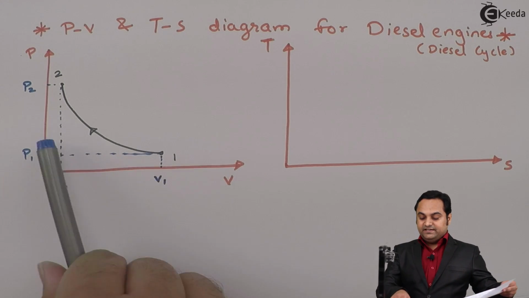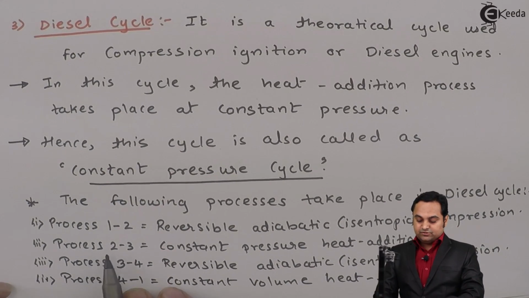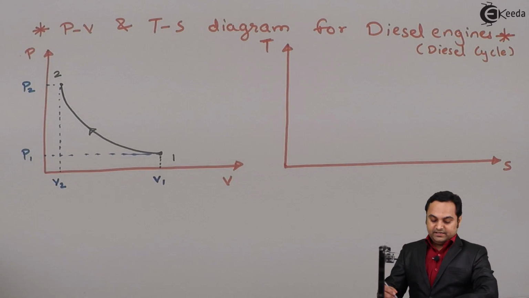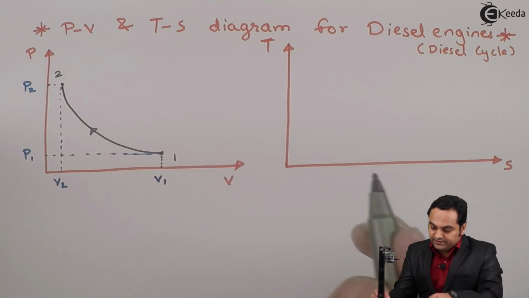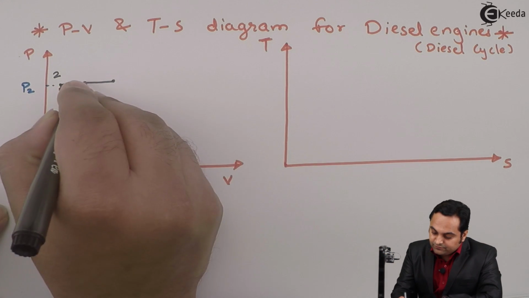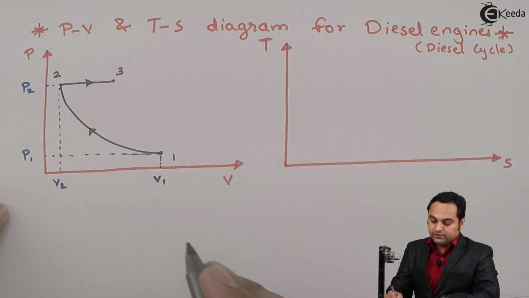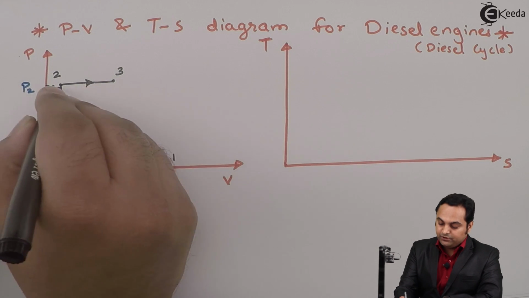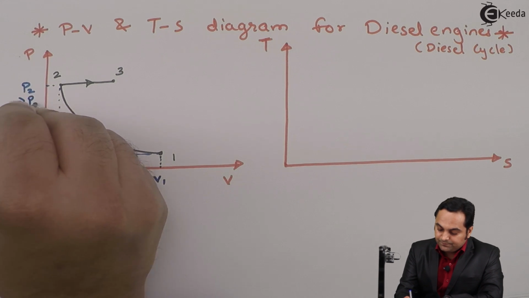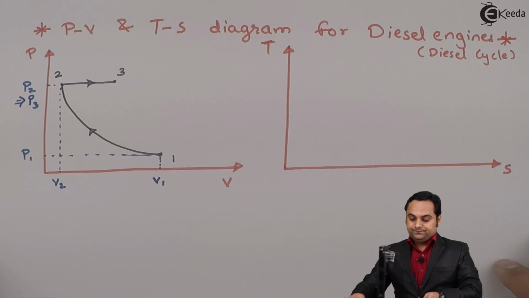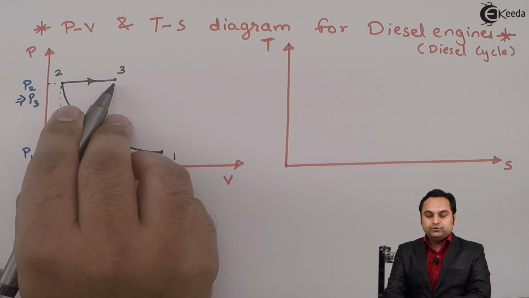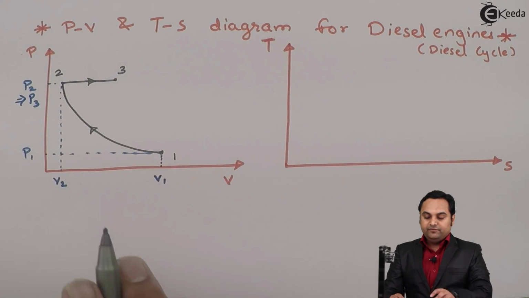Now, after understanding the first process, the second process is 2 to 3, constant pressure heat addition. So now heat will be added after point number 2, at constant pressure, that is from 2 to 3. Here I can say that pressure at point number 2 and 3 are the same. So P2 will be equal to P3. Next, after the constant pressure heat addition, we are increasing the volume from V2, and now the volume will be V3.